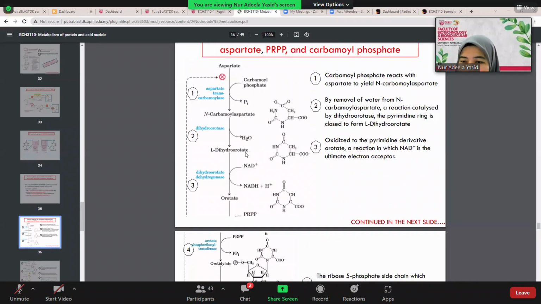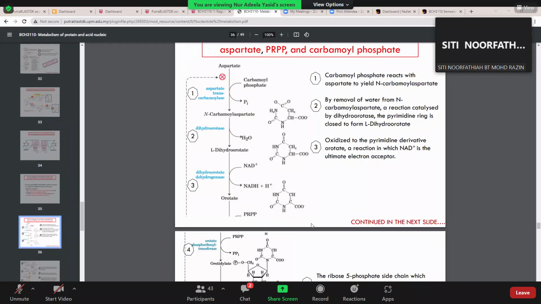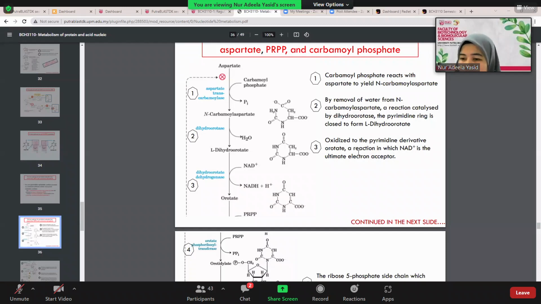Okay, now next, what happened in the next step? Oxidation reaction from dihydroorotate to orotate. So what happened? Apa berlaku dekat sini? Contoh, okay, you kena tahu. So oxidation tu apa? Sebab kita tahu NAD plus is an electron acceptor. So apa elektron yang diterima? In terms of kat sini, these two hydrogens are accepted by NAD plus and it is reduced to NADH. So you should understand the structure.